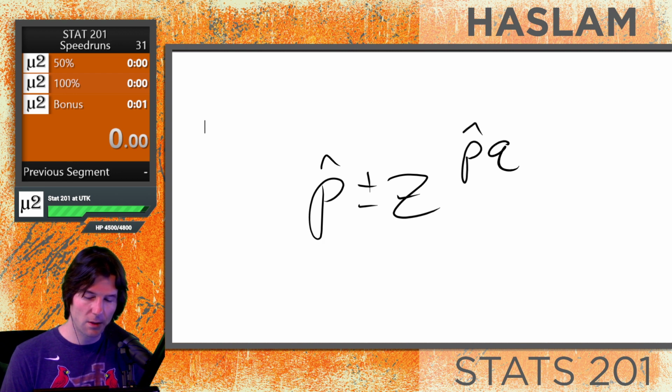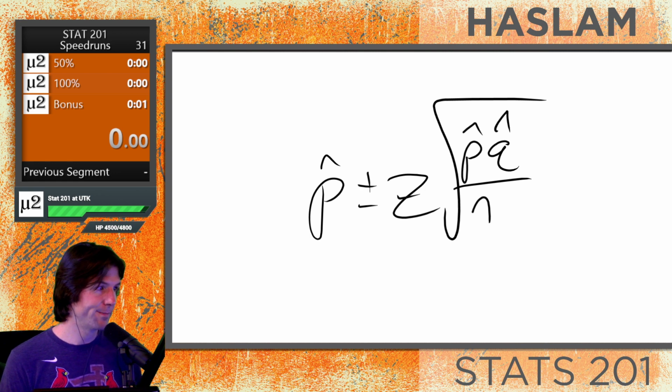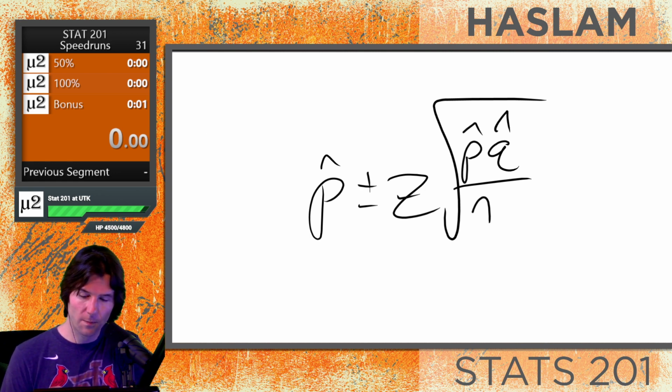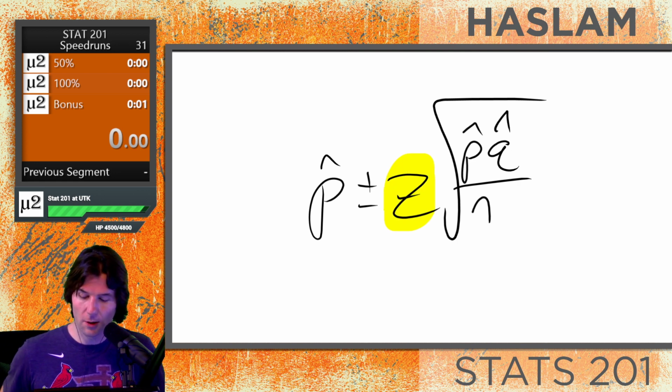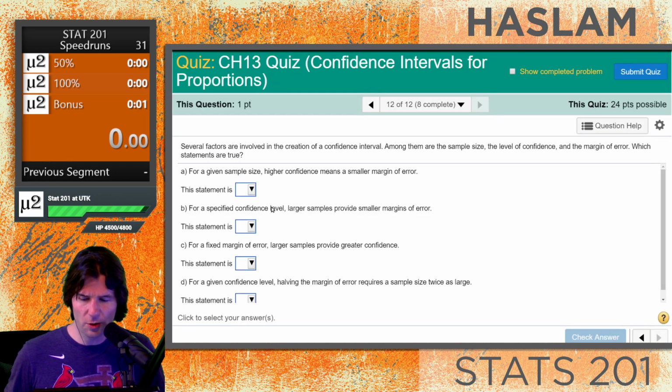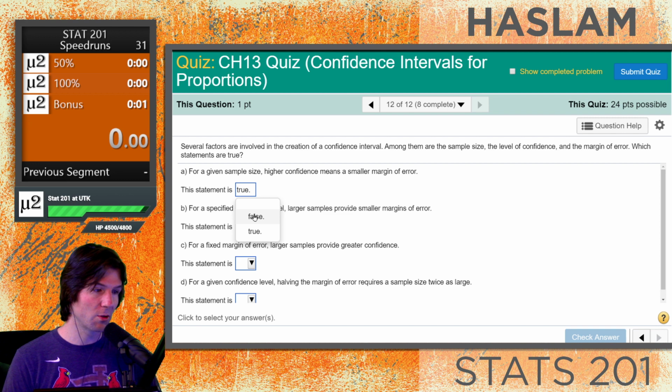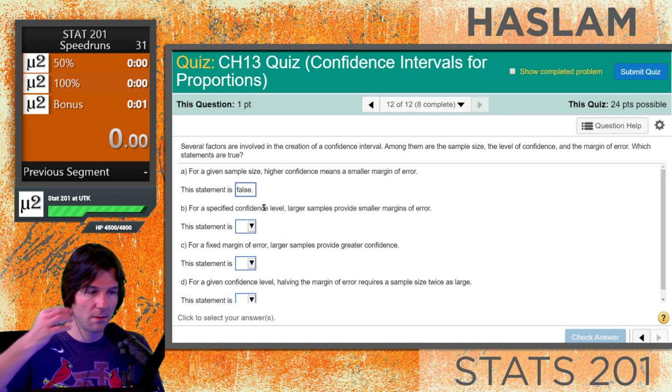Higher confidence means smaller margin of error. True or false? False. Because the z is going to get bigger. If the z gets bigger, then the margin of error gets bigger. Higher confidence is larger margin of error. So that's very false. Really good true-false question. Everyone knows it goes true-false. Oh, maybe you could. Possibly.